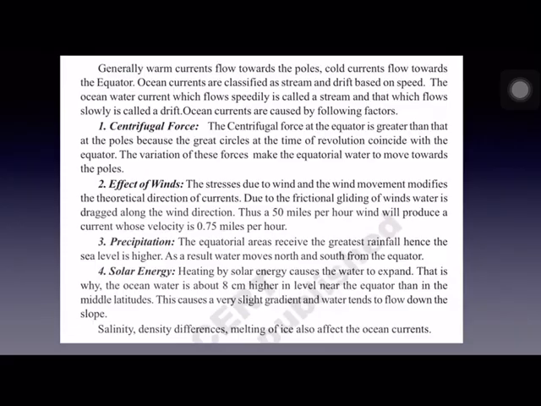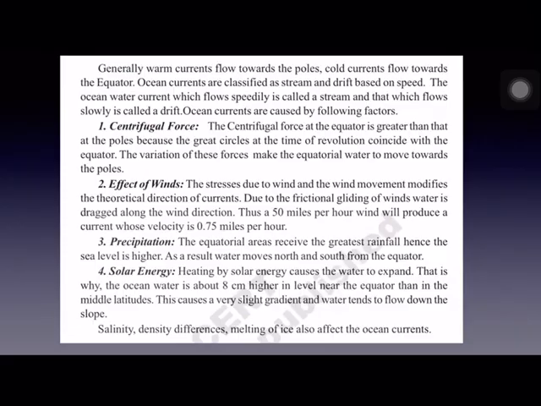Now the second factor which causes ocean currents is effects of winds. Wind makes the ocean water move in the direction in which it blows. That already we know. If the speed of the wind is 50 miles per hour, such a wind can produce an ocean current whose velocity is 0.75 miles per hour.